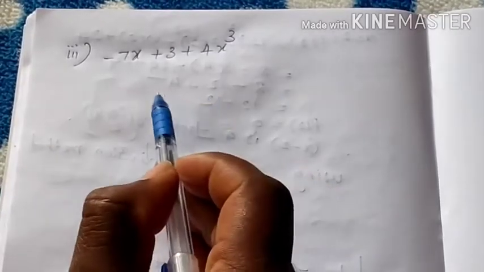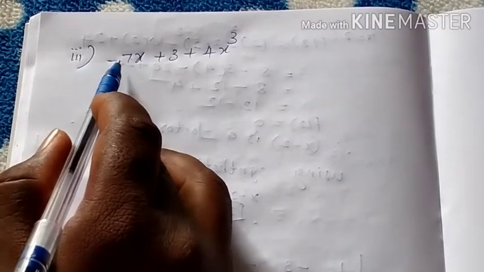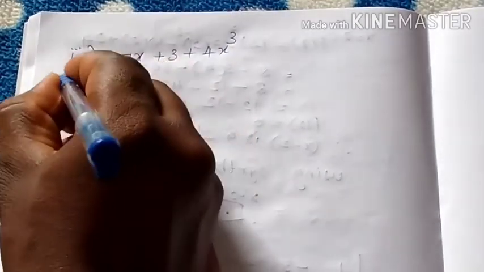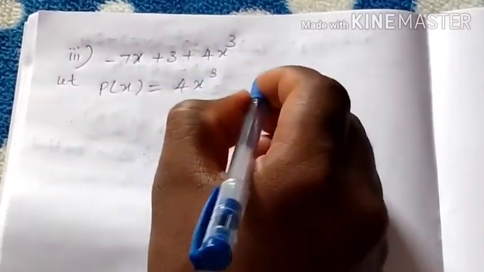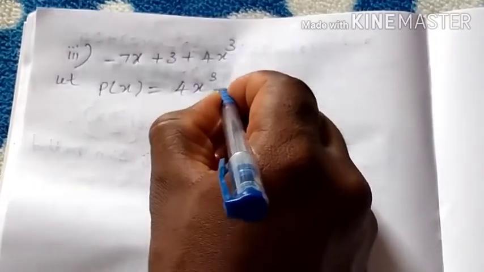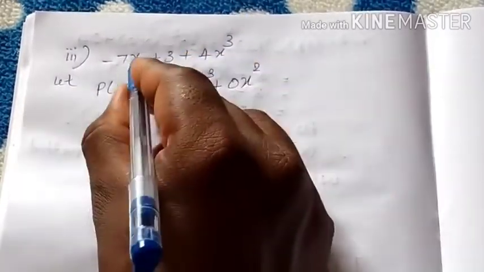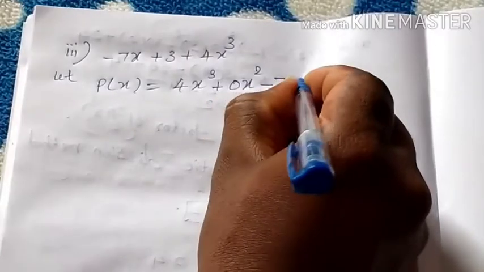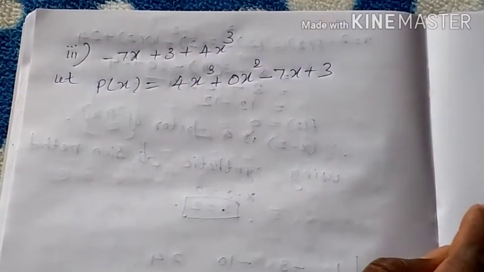Listen, the second question is your homework. The third subdivision: minus 7x plus 3 plus 4x cube. Rewrite the polynomial. Let p of x equal 4x cube, writing in descending order. x squared is not given, so 0x square. x is given, so minus 7x. Then the constant plus 3. This is the given polynomial.